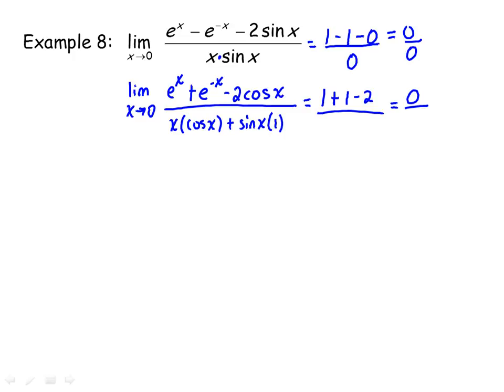Alright, on the bottom, 0 times anything, x times cosine x, 0 times anything, which doesn't matter. It's going to be 0. And then sine of 0, what did we say sine of 0 was? So we got it again.